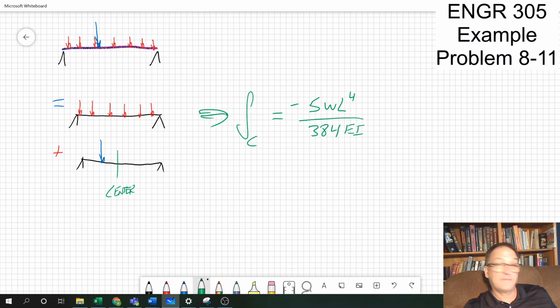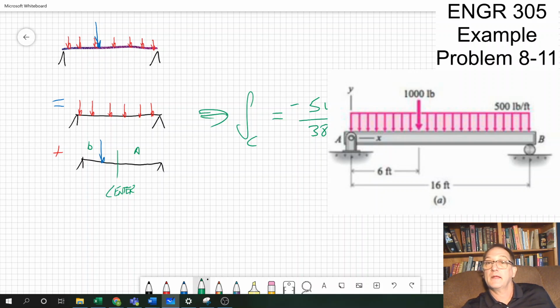Then, now what about this one? And here's B, and here's A. Let's take a look at the problem figure. That B is 6 feet. A is equal to 10 feet.